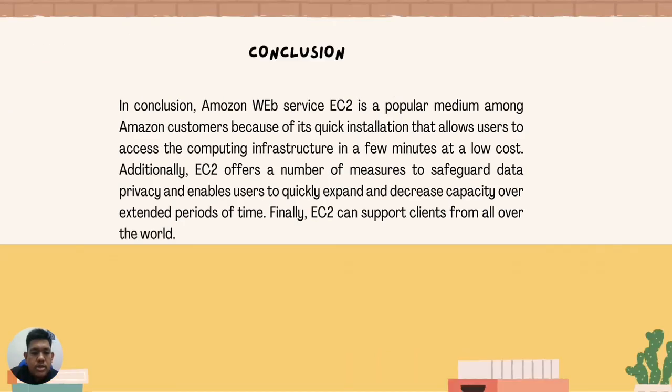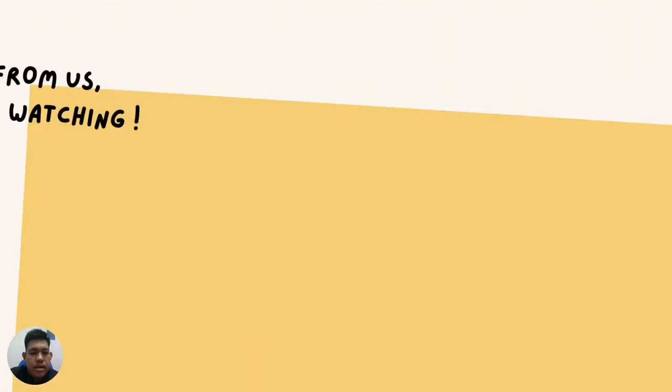In conclusion, Amazon Web Service EC2 is a popular medium among Amazon customers because of its quick installation that allows users to access the computing infrastructure in a few minutes at a low cost. Additionally, EC2 offers a number of measures to safeguard data privacy and enable users to quickly expand and decrease capacity over extended periods of time. Finally, EC2 can support clients from all over the world.